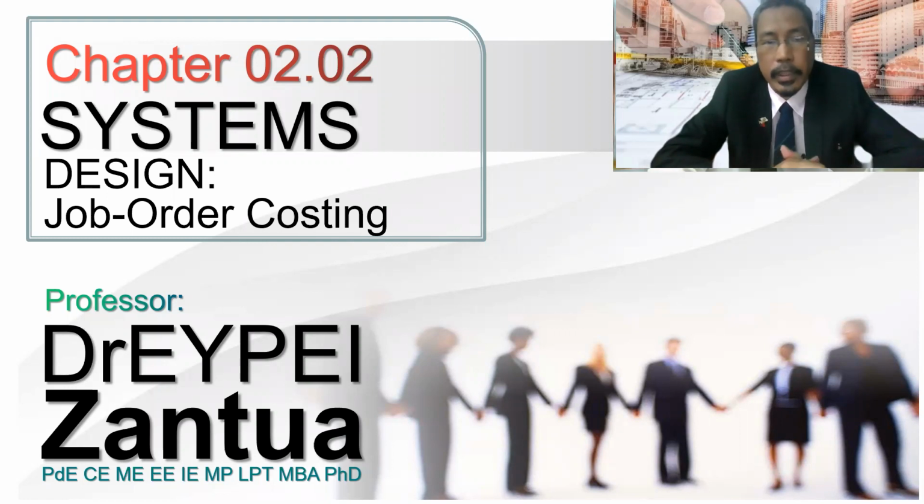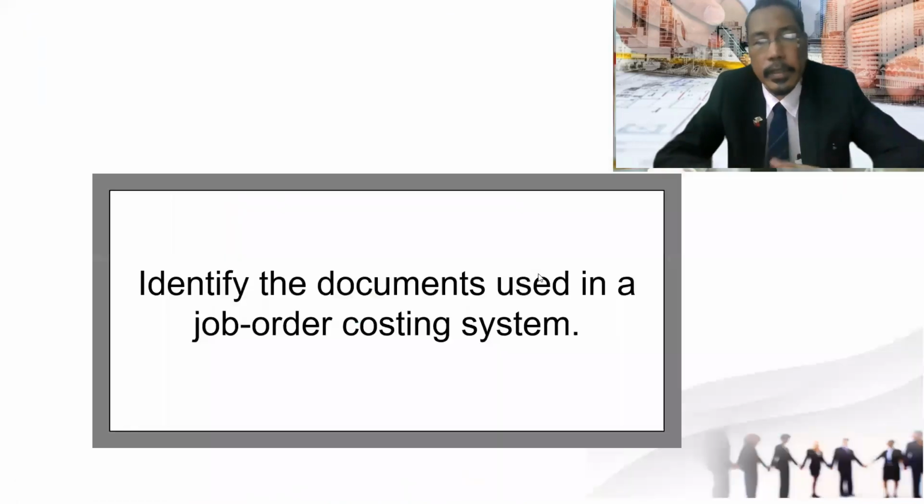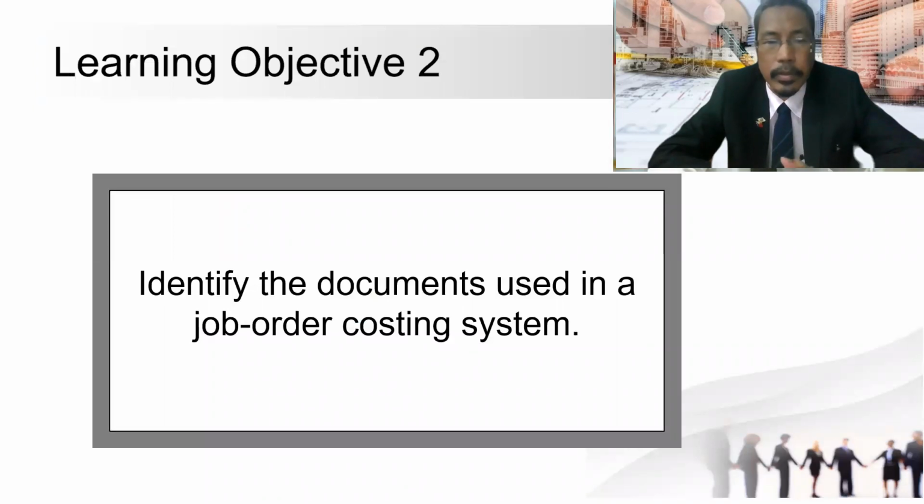In this module 02, let us again explain some of the details of chapter 2, which is systems design, job order costing. In learning goal number 2, we have to identify the documents used in a job order costing system. What are the documents that we can retain? So let us identify what those are.